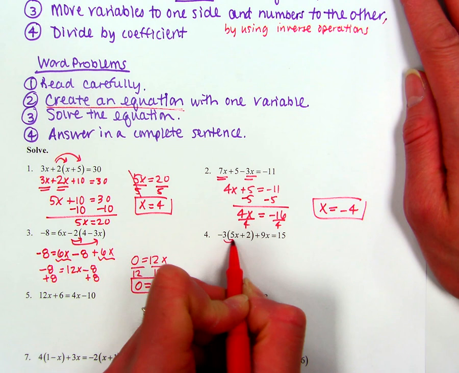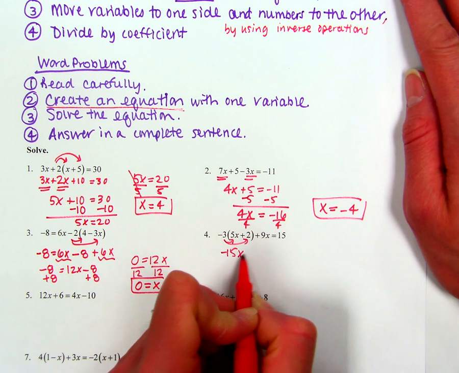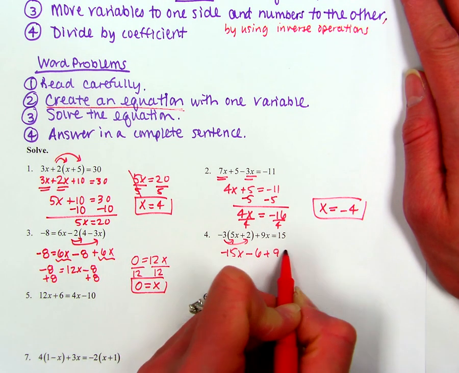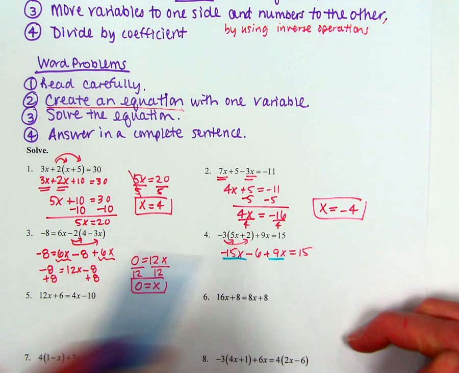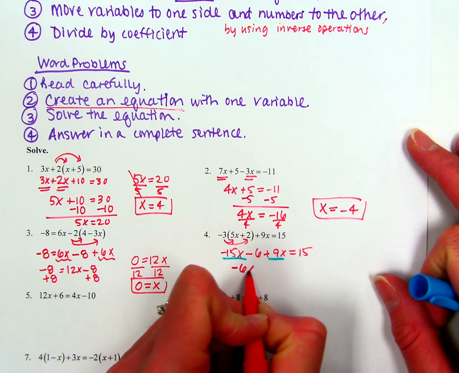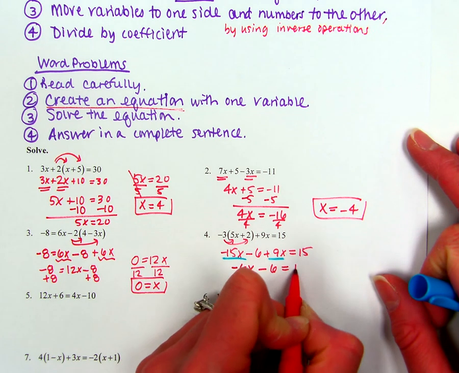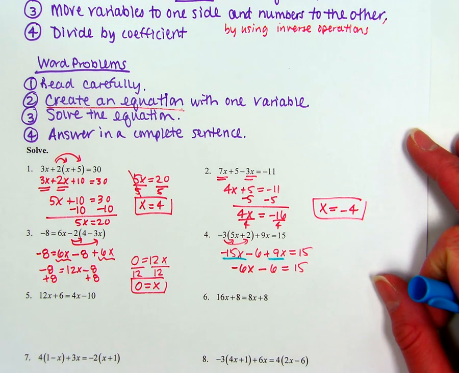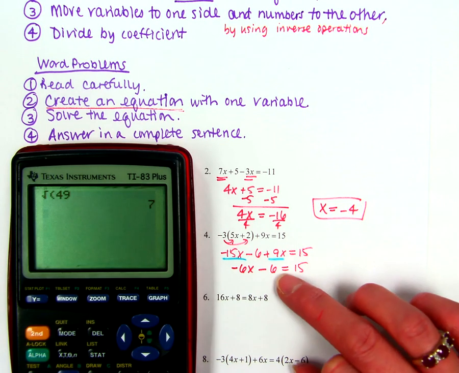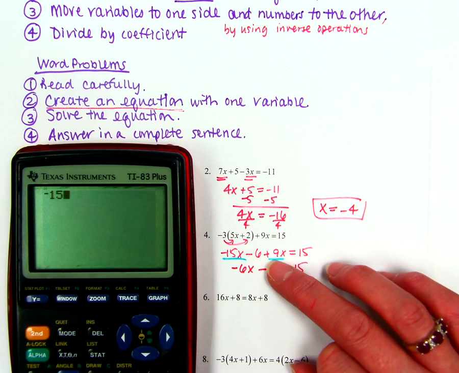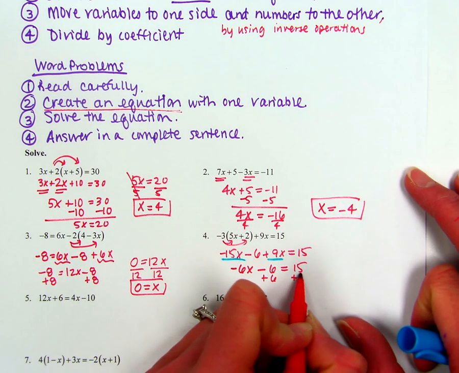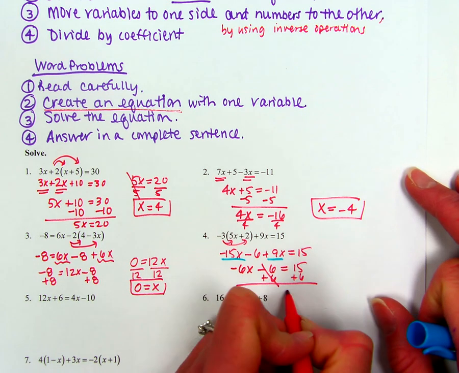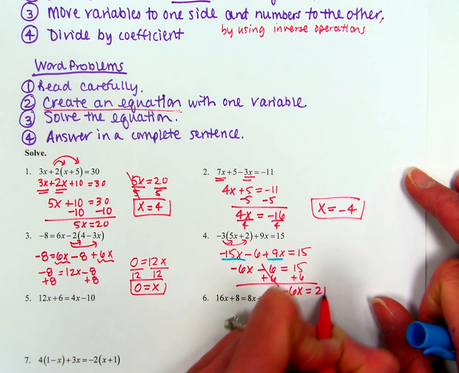All right, now we see distributive properties. So negative 15x minus 6 plus 9x equals 15. Look for your like terms. Those are like terms, so I'm going to add them together, and I get negative 6x minus 6 equals 15. If you ever need to do something in your calculator, you don't know where I got that from, you can type in negative 15 plus 9. That's where I got the negative 6 from. All right, now I'm going to use my inverse operations to move the 6 over. So I have negative 6x equals 21.